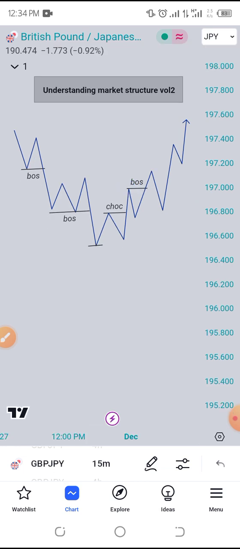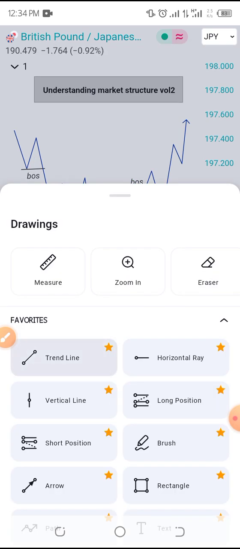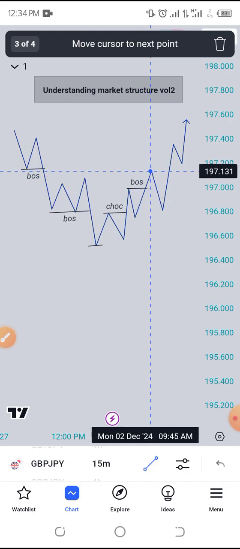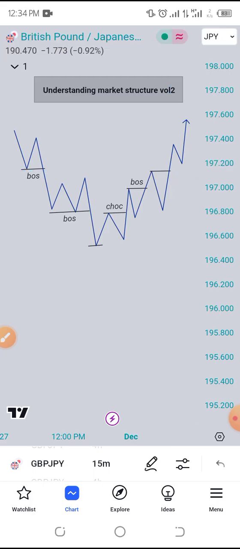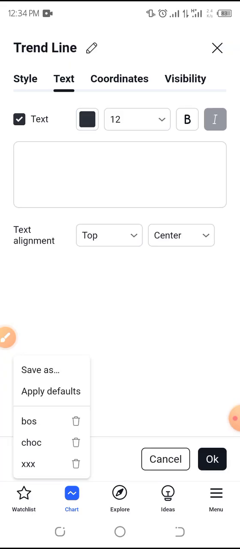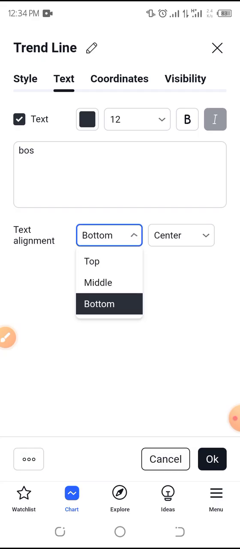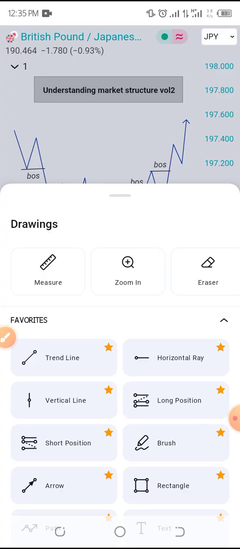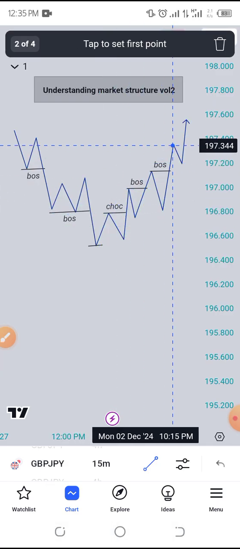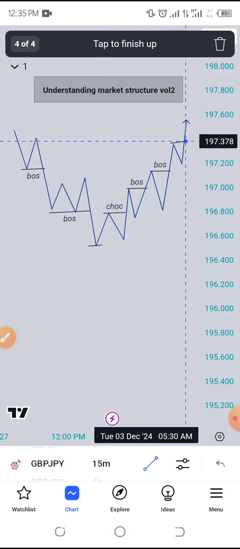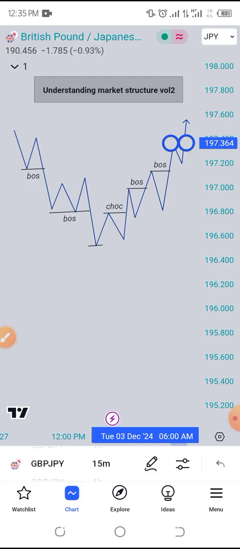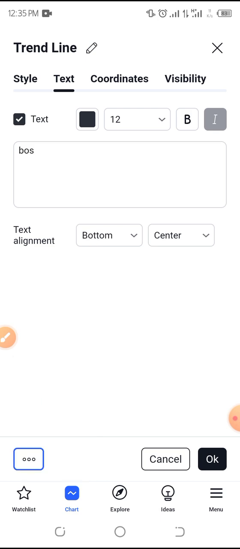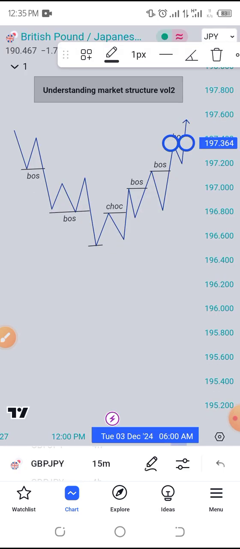We had our break of structure to the upside, and as you can see again, we had another break of structure to the upside. So the market automatically changed structure from the downtrend that it actually started from, and it changed to an uptrend. Can you see? So that's one major way to identify your change of character.